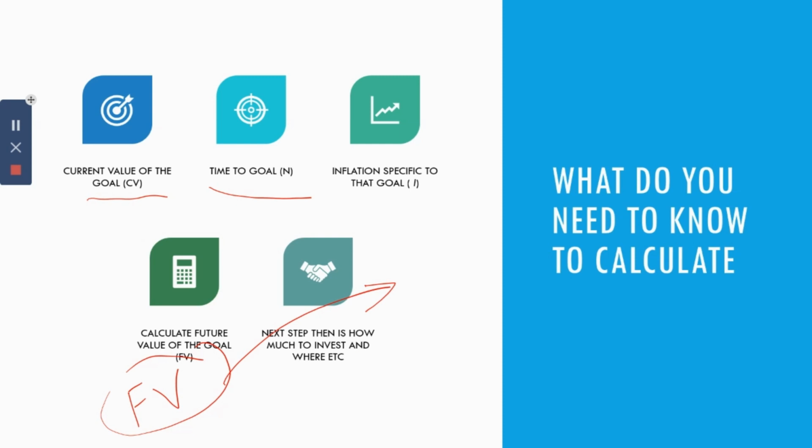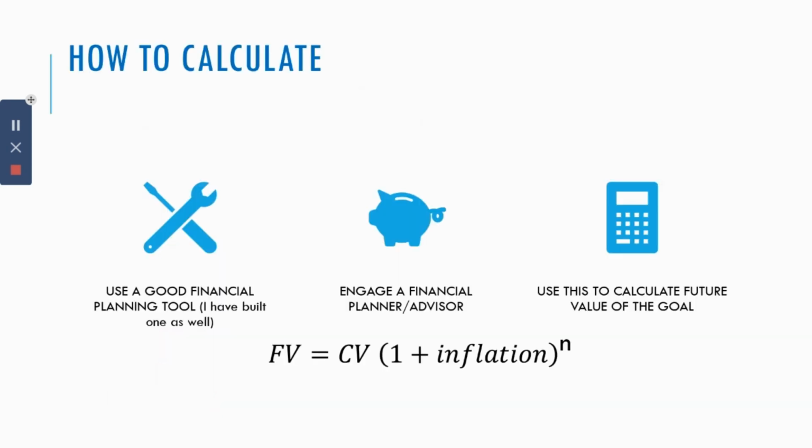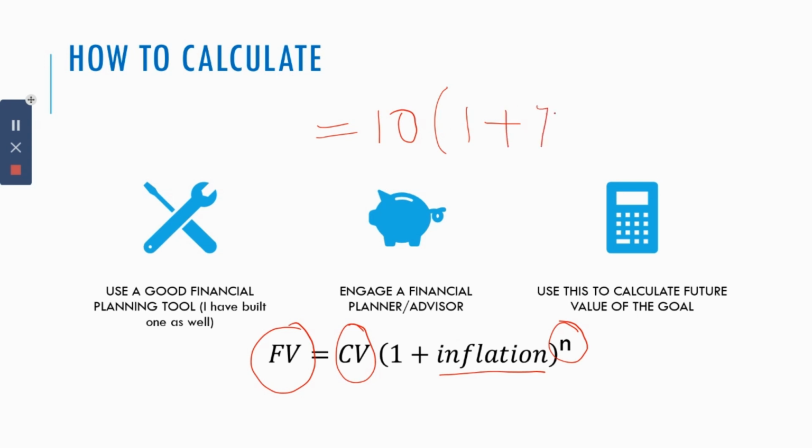So if you see, this is the formula. This is the same interest formula we all learned in, I don't know, grade 5 or 6. The future value of the goal is equal to the current value times (1 plus inflation) to the power of time. So if my goal is to buy a car which currently costs 10 lakh rupees, and I know car prices go up by 7% every year, and I need to do it in 5 years, then I can calculate how much the car will be valued 5 years from now.